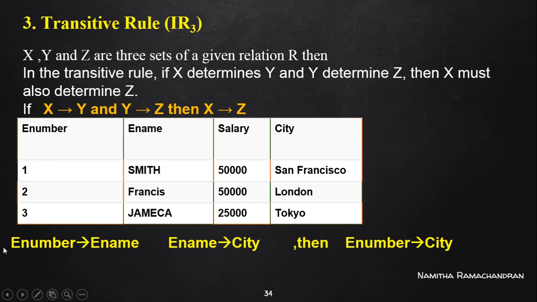That means if we know the number, we can identify the name. If we know the name, then we can get the city in which that employee is living. From these two, it is clear that if we know the number, we can get the city in which that particular employee is living with the help of the name. This is the transitive rule.